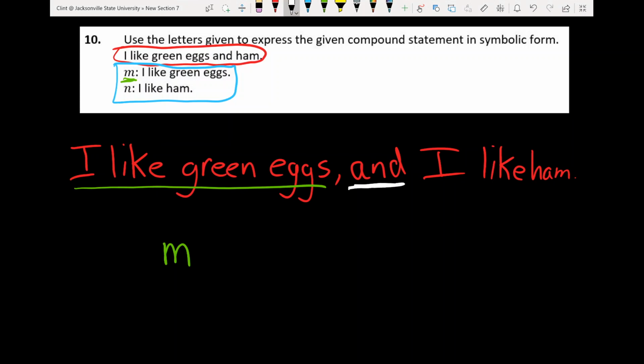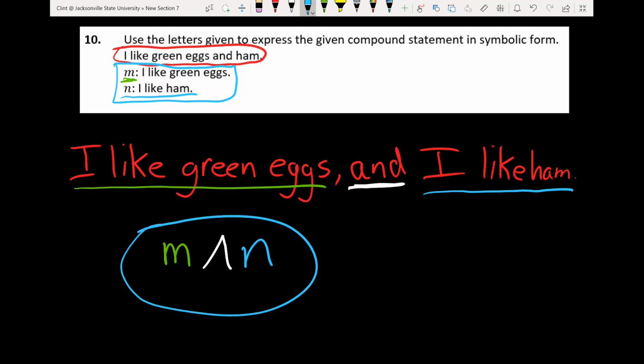For and, our symbol looks like a triangle without a bottom. Okay, an arrow pointing up, or a capital A without the bar in the middle. So that would be and, then we need something for I like ham. Well, that is statement N. So in symbolic form, we would have M and N as our symbolic form of this statement. That would be I like green eggs and I like ham, or another way of saying that, I like green eggs and ham.